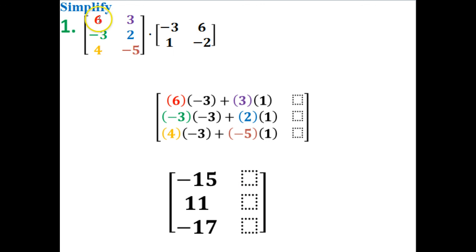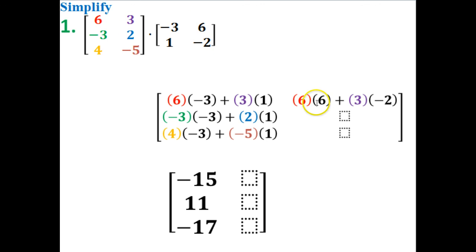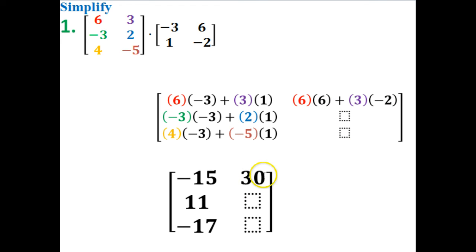So let's go through this. 6 times 6 plus 3 times negative 2. Well, 6 times 6 is 36. 3 times negative 2 is negative 6. So 36 minus 6 is 30, and that will go in the upper right-hand corner.